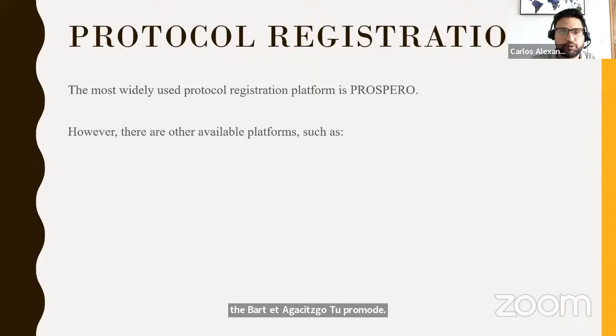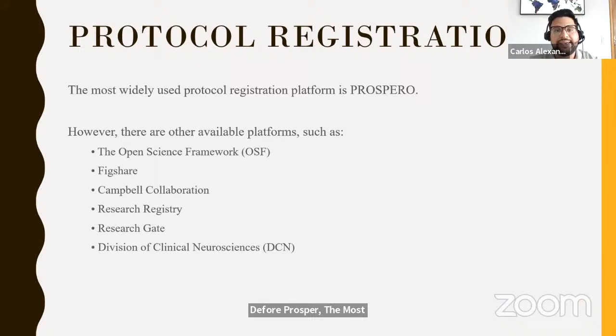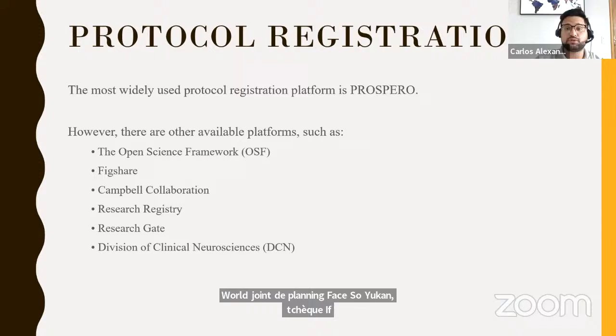As I said before, PROSPERO is the most widely used protocol registry. And you have other ones such as the Open Science Framework, Figshare, Campbell Collaboration, and even ResearchGate. So I would say the most important thing is to register your systematic review protocol somewhere accessible for everyone. But some journals can be really tricky, and they can request that your systematic review protocol be published in PROSPERO. So that's why you should choose the journal before or during the planning phase. So you can check if they request that in PROSPERO, or whether you can do this on other platforms.